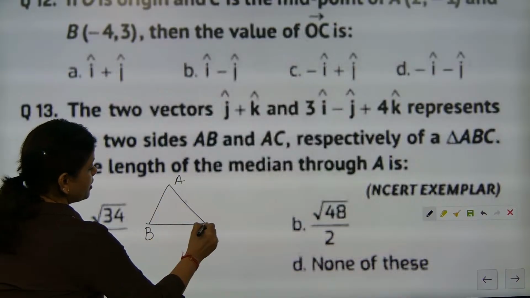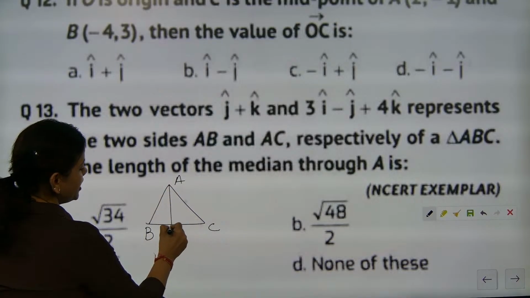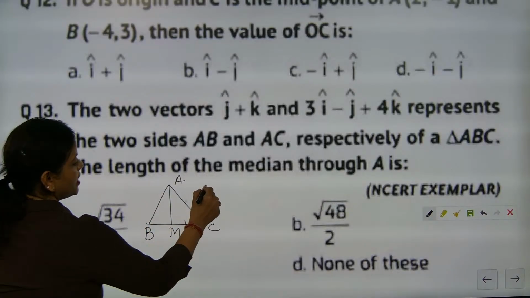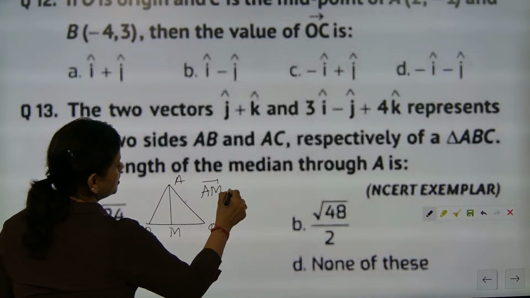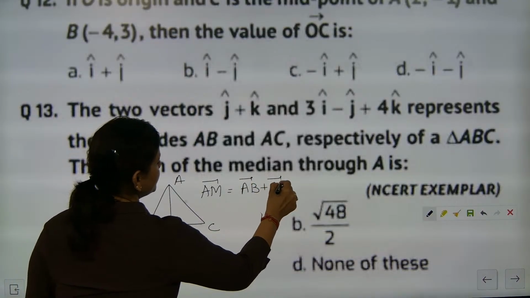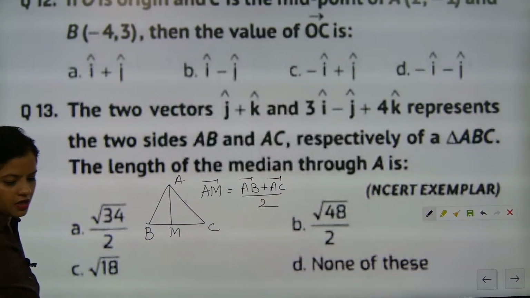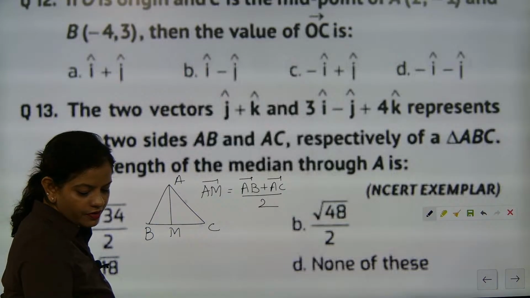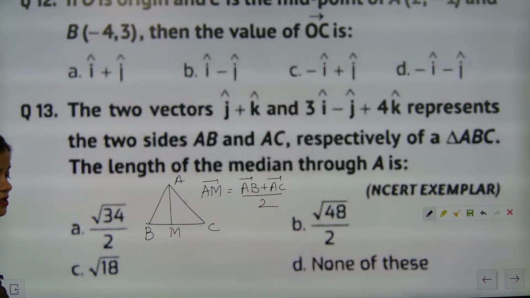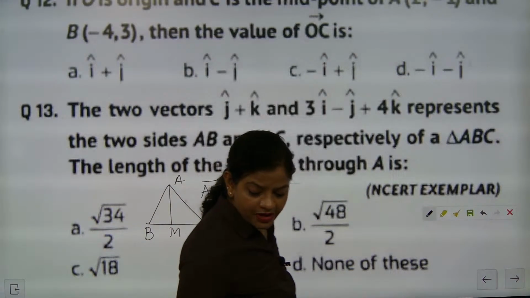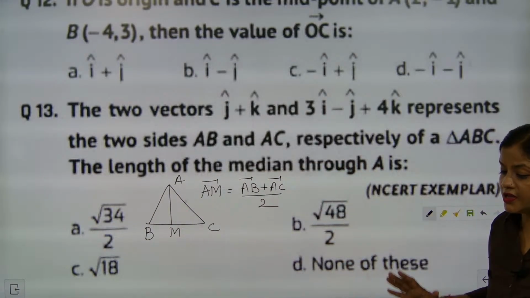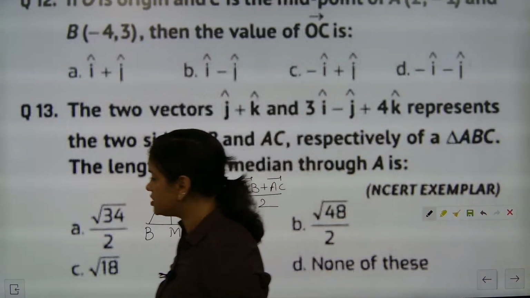This is A, B, C. Let us consider AM as the median. So when you take AM as the median, then AM will be equal to AB vector plus AC vector divided by 2. That's it. Straightforward, we can do it. Direct method I have given you. Apply the direct method and solve the question. Directly approach the question and solve it. This is the easiest way.